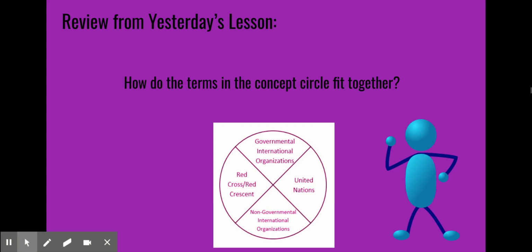Governmental international organizations are groups governments can join, and non-governmental international organizations are the opposite. Governments cannot join. The United Nations is a government organization that was created to keep worldwide peace and develop relationships among nations. The Red Cross is an international organization that promotes humanitarianism, or the concern for the human race. Your answers should have reflected these definitions and could vary on how you made connections between the terms.